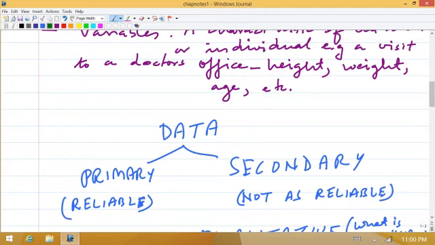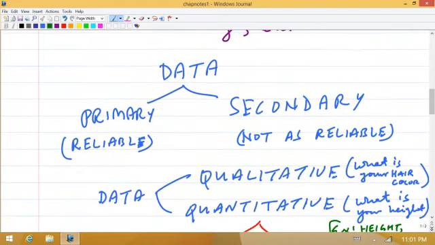Secondary data is when you're using a secondary source, and there are certain advantages and disadvantages of using both primary and secondary data. Primary data is very costly, but it's very reliable. Secondary data is not as costly. And nowadays, with the advent of computers, you can almost download data, but it's not as reliable, and you need to be more careful about what the source of the data is.